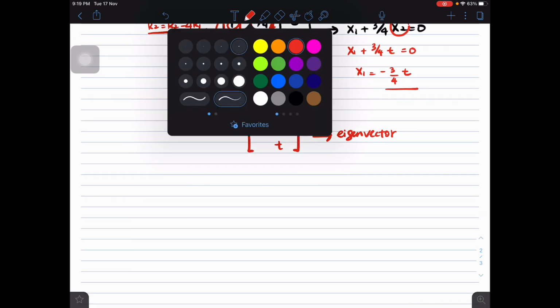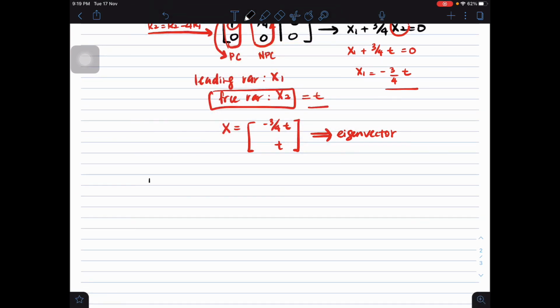Now let's proceed to find the normal eigenvector. The formula to find the normal eigenvector, which is u, is the value of x divided by the magnitude of x. And how to find the magnitude of x? The formula is the square root of x1 squared plus x2 squared. We have our x1 equal to negative 3/4 t, so negative 3/4 t squared, plus x2 squared, so plus t squared.